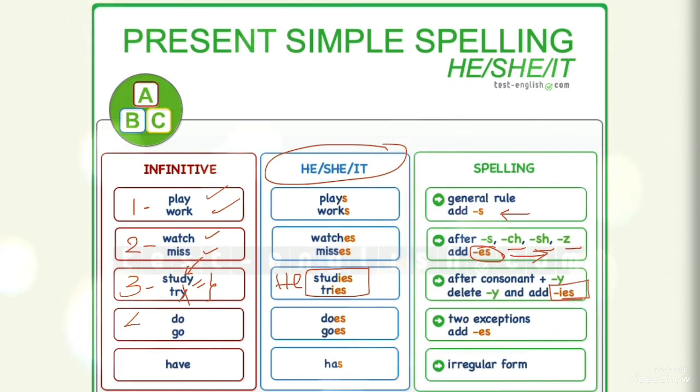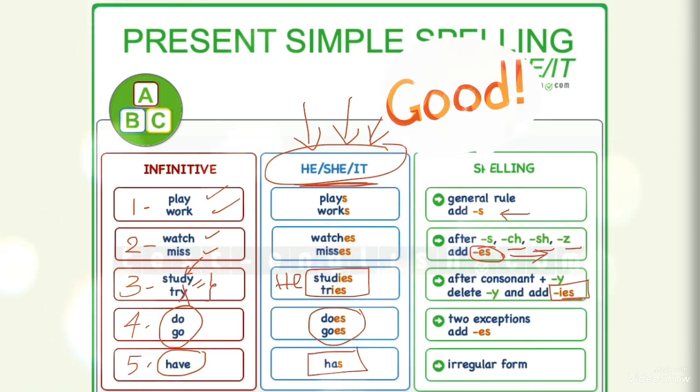Number 4, I have two exceptions, do and go. With he, she, and it, it will be does and goes. And the other exception is the irregular verb to have. With he, she, and it, it will be has.